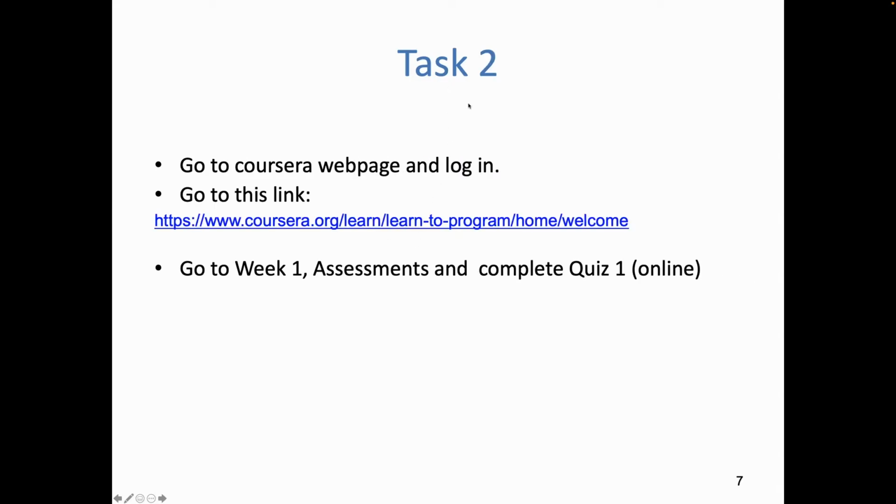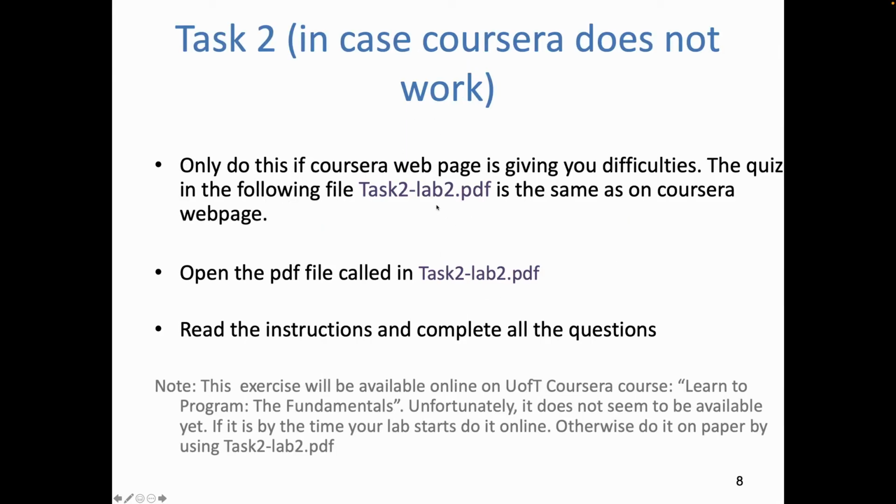And for task 2, you can try this on the Coursera webpage, or if you have trouble using Coursera, you can use the materials provided in Lab2 named task 2 lab2.pdf. This is for task 2. You can try to answer those questions on paper.